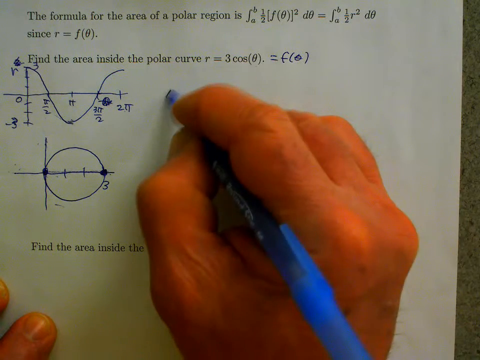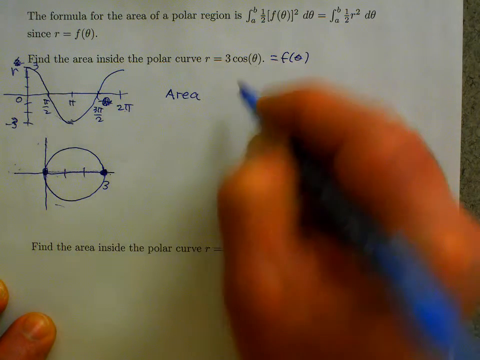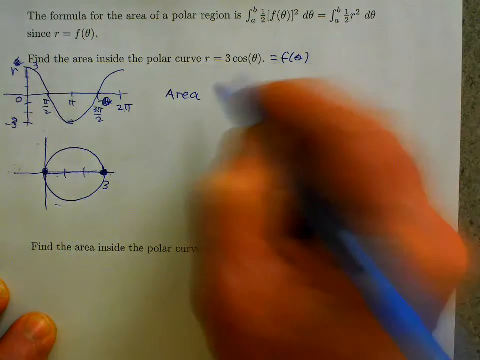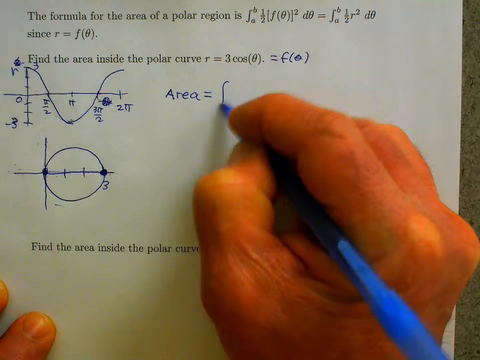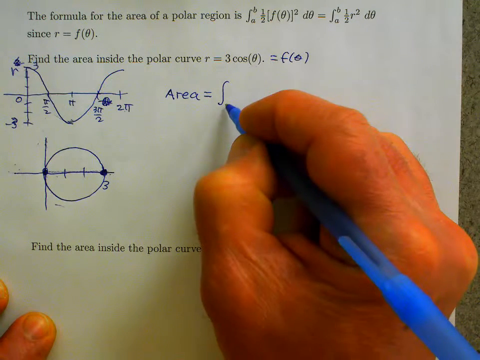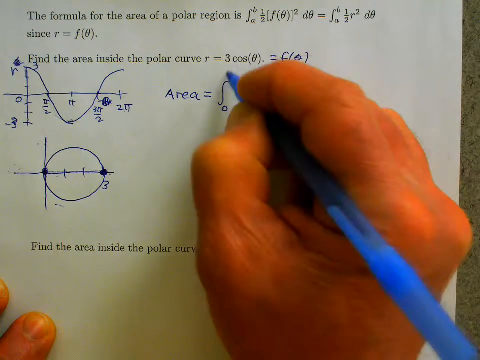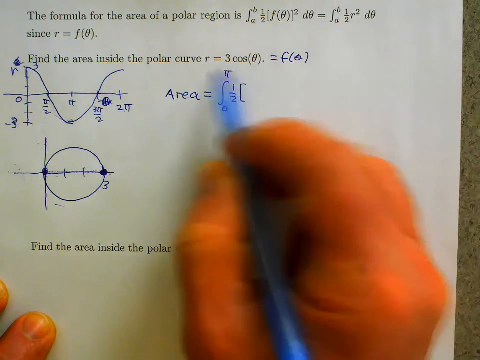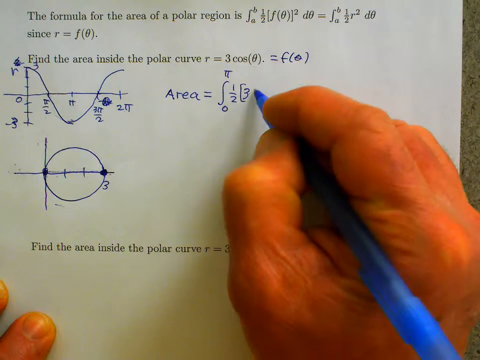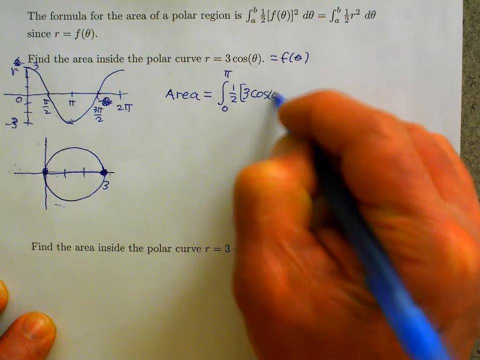Okay, so the area, we already know what the area of a circle is, but it's the definite integral from 0 to pi of 1/2 times r squared. r is 3 times cosine of theta.